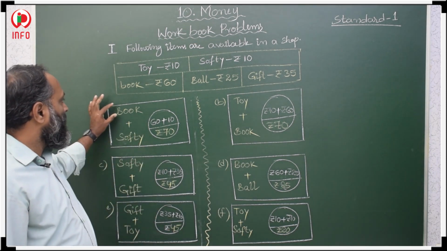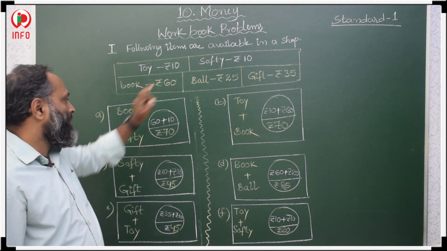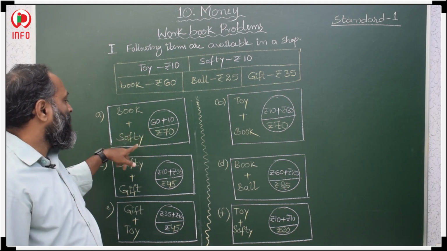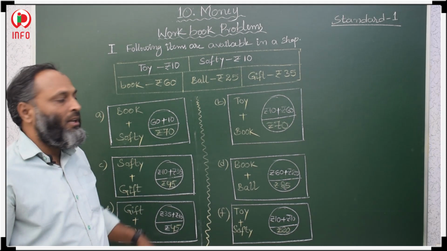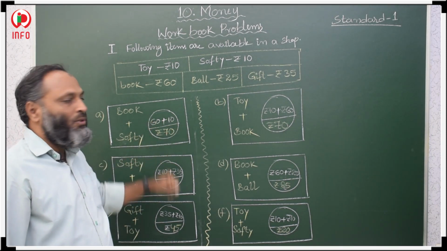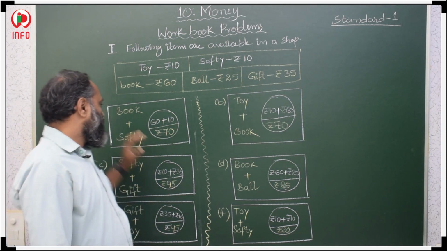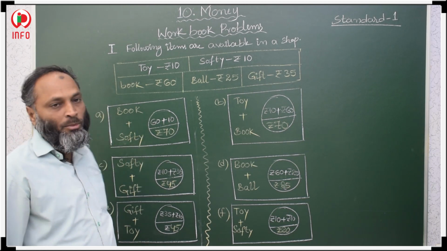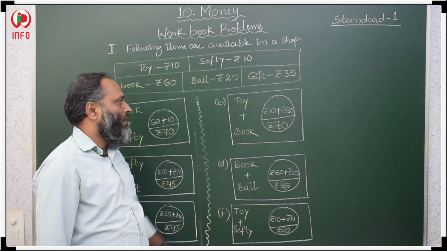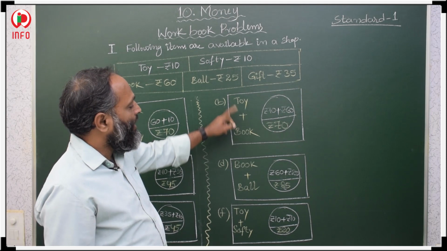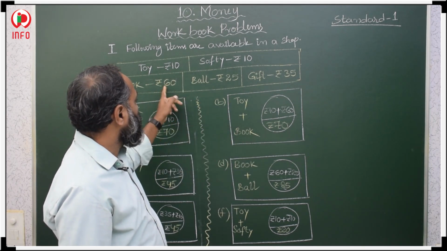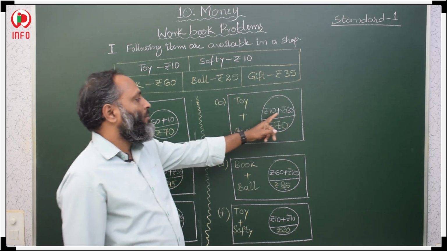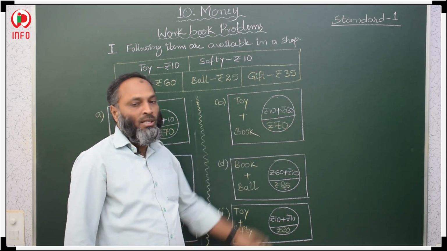So here book. Book means the book price, that is 60 rupees, and softy. How much is it? 10 rupees. That 10 we have to write. Add 60 plus 10, the total is 70. Both book and softy cost rupees 70. In the second question, toy and book are given. Toy costs 10 rupees and book price is 60. Rupees 10 plus rupees 60, that is a total of 70.